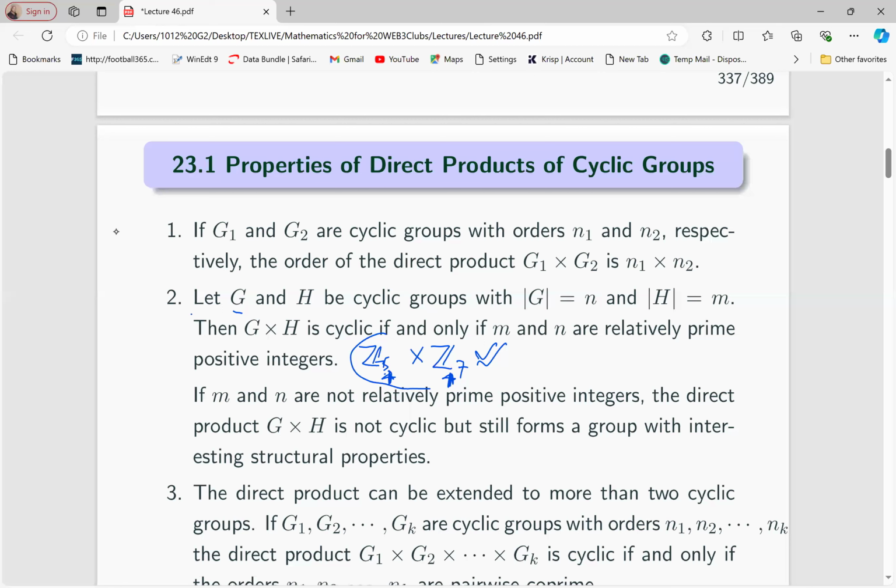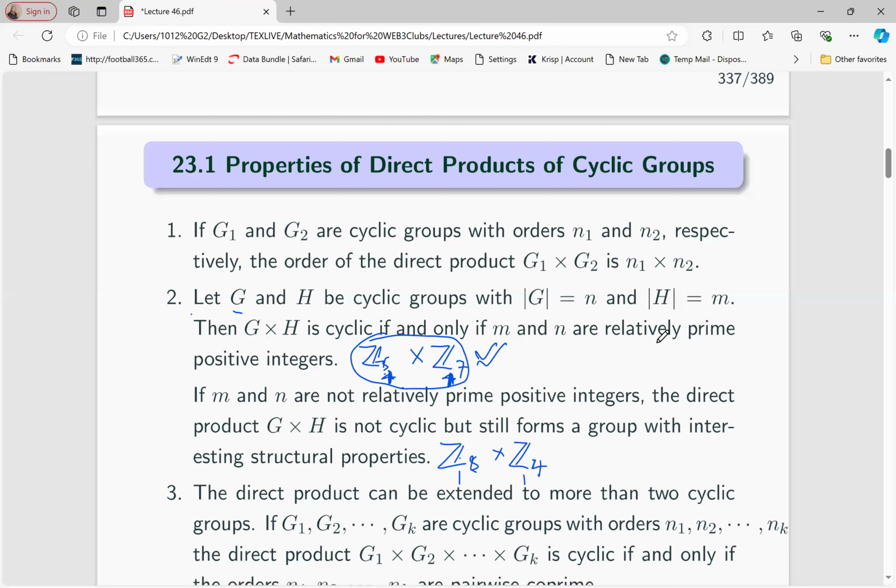But look at this one. This is cyclic, and this is cyclic. But 8 and 4 are not relatively prime. Although the two groups are cyclic, their direct product is not, because this one has 8 elements, and this has 4 elements, and so the GCD of 8 and 4 is not 1.